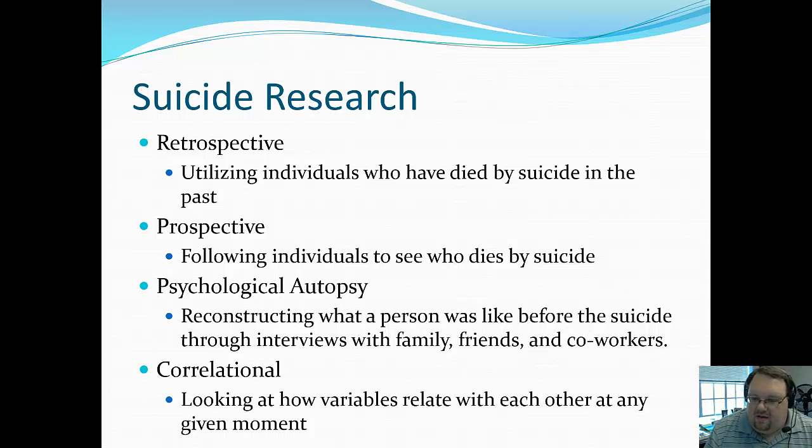So in retrospective designs, what you do is you're looking into the past, whereas prospective looks into the future. If I'm doing a retrospective design, I'm looking at a sample of people, finding the individuals who died by suicide, and then studying maybe how they compare to another group of people. So I'm looking into the past in order to do that research. Prospective, I actually follow individuals, so I do an assessment, and I follow them to see who ends up dying by suicide.